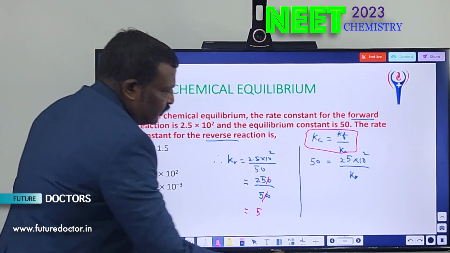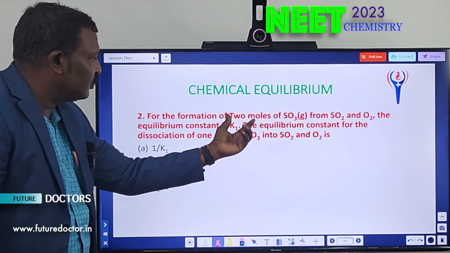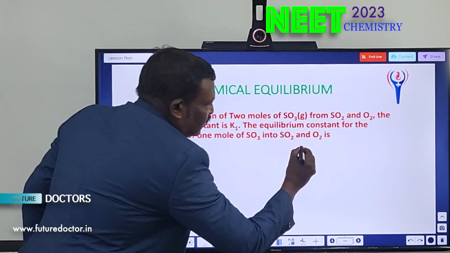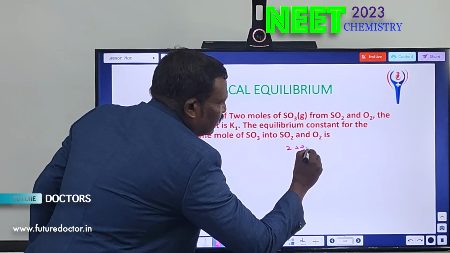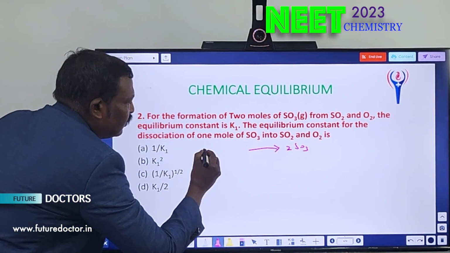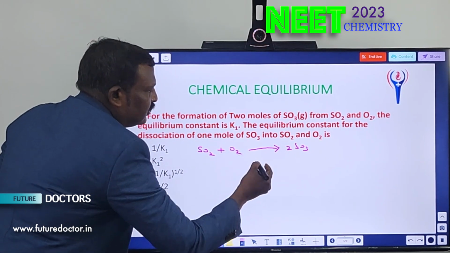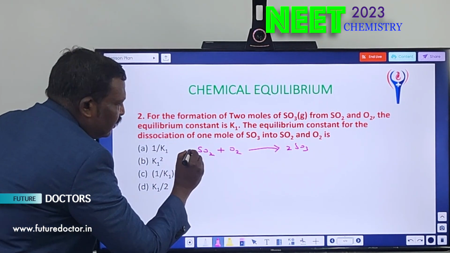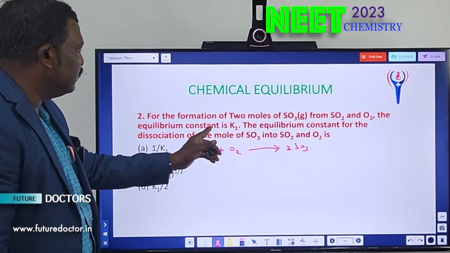Next one. For the formation of 2 moles of SO3 from SO2 and O2. 2 moles formation, so you should frame the equation with 2 moles: 2 SO3 formed from SO2 and O2. Then you have to balance the equation. Only if you put 2 does the equation balance. Then this is the equilibrium constant K1.